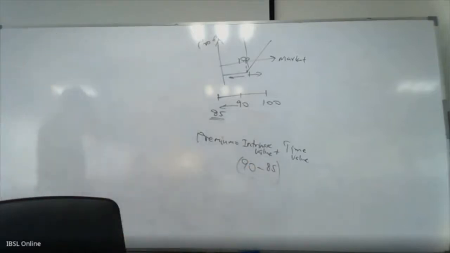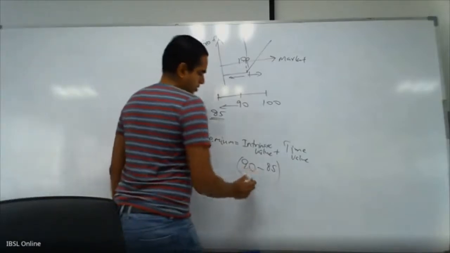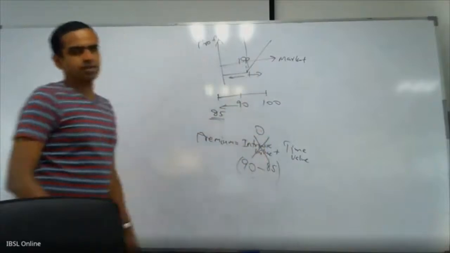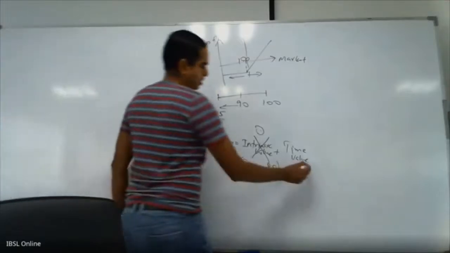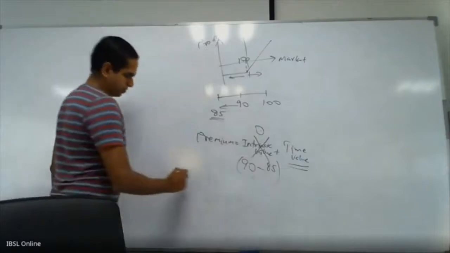Remember, it is the market minus strike, right? So whenever you buy options, you need to buy options which have zero intrinsic value. That means you need to buy options which are out of the money, so that you only have to pay the time value, right? If you buy options which are in the money, it's very expensive.